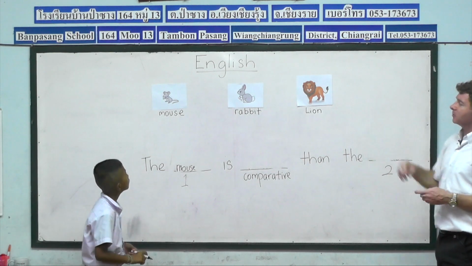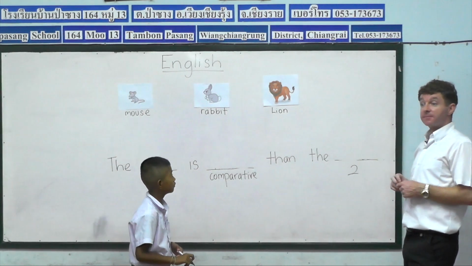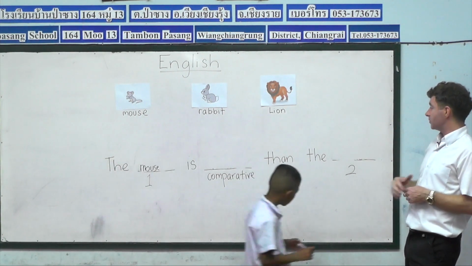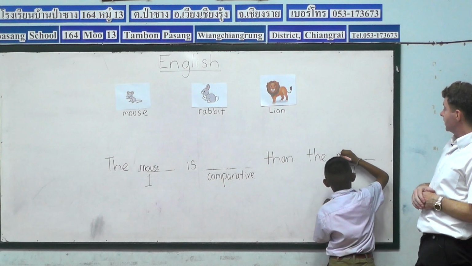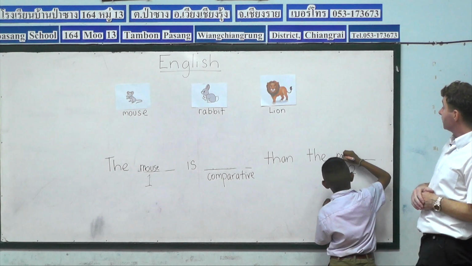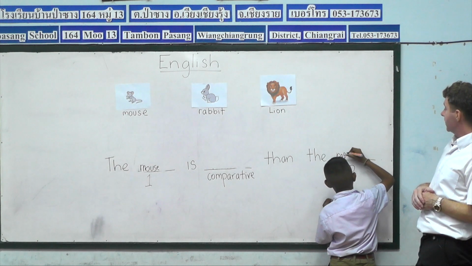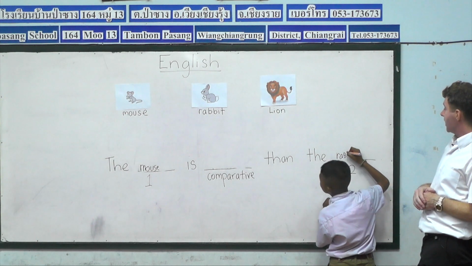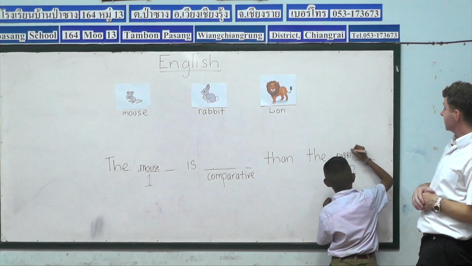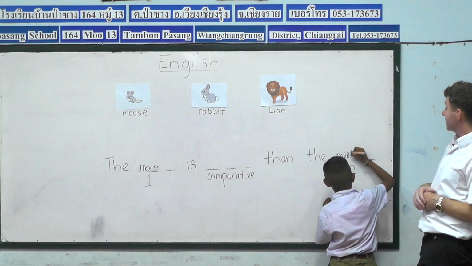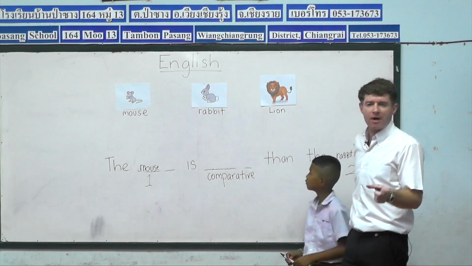What second animal shall we use, the rabbit or the lion? The rabbit. Okay, in this case, can we write the rabbit here, Pat? R, A, B, B, I, T. Very good. Okay, so we have our two animals, mouse and rabbit.